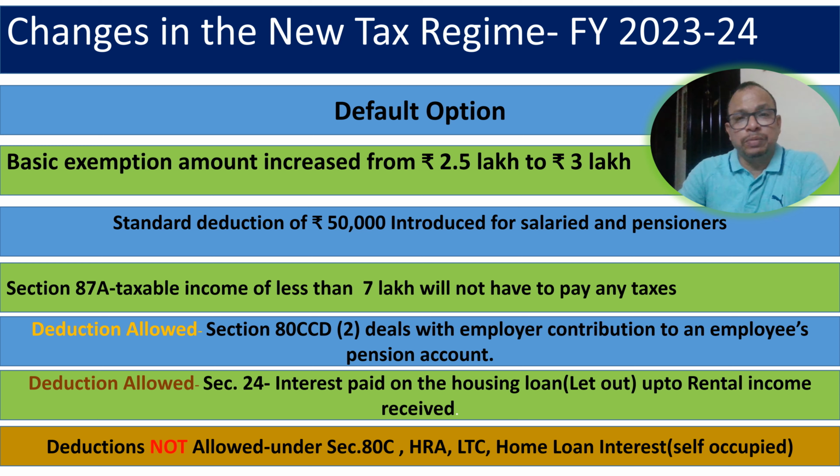Under section 80C, which is a very popular section, you have your PF, provident fund account, then your insurance premium, then all your other investments also, NSC, then HRA, house rent allowance, then LTC, leave travel concession, and home loan interest under section 24 if it is self-occupied. These are very common and very popular deductions, but these are not allowed under the new tax regime.